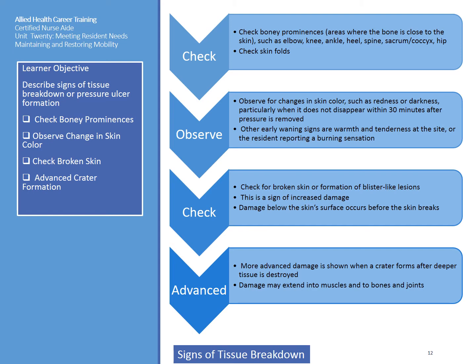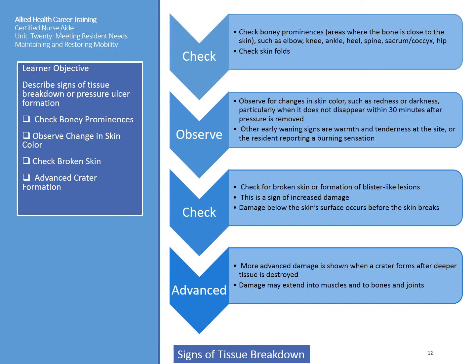So let's talk about some more signs of tissue breakdown or pressure ulcer formation. Any of that, of course, should be promptly reported to the nurse. Some areas that you need to be checking would be the bony prominence areas where the bone is very close to the skin. Some examples would be the elbow, the knee, the ankle, the heel, the spine, the sacrum, the coccyx, and the hips. Check the skin folds. Again, make sure that there's no moisture in there. If there is, dry it off.